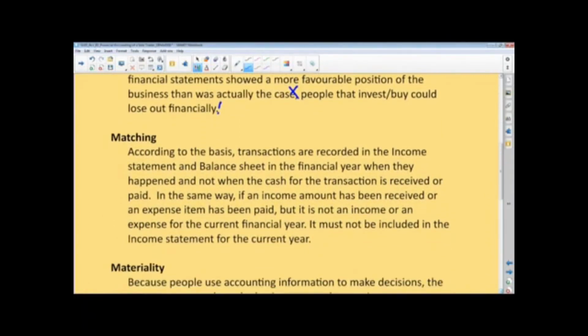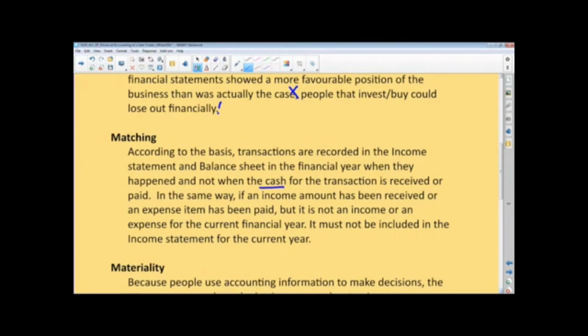The matching principle. Now guys, according to the basis, transactions are recorded in the income statement and balance sheet in the financial year when they happened and not when the cash, that's the important one, for the transaction is received or paid. In the same way, if an income amount has been received or an expense item has been paid, but it is not an income or an expense for the current financial year, it needs to be excluded. It must not be included in the income statement for the current year.